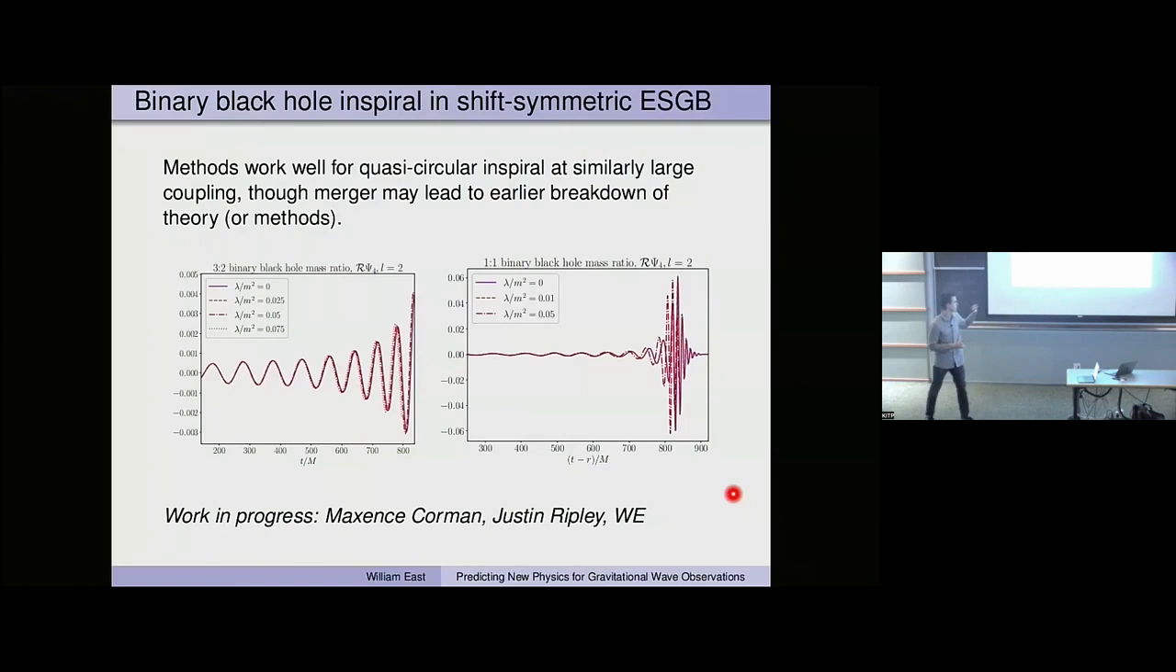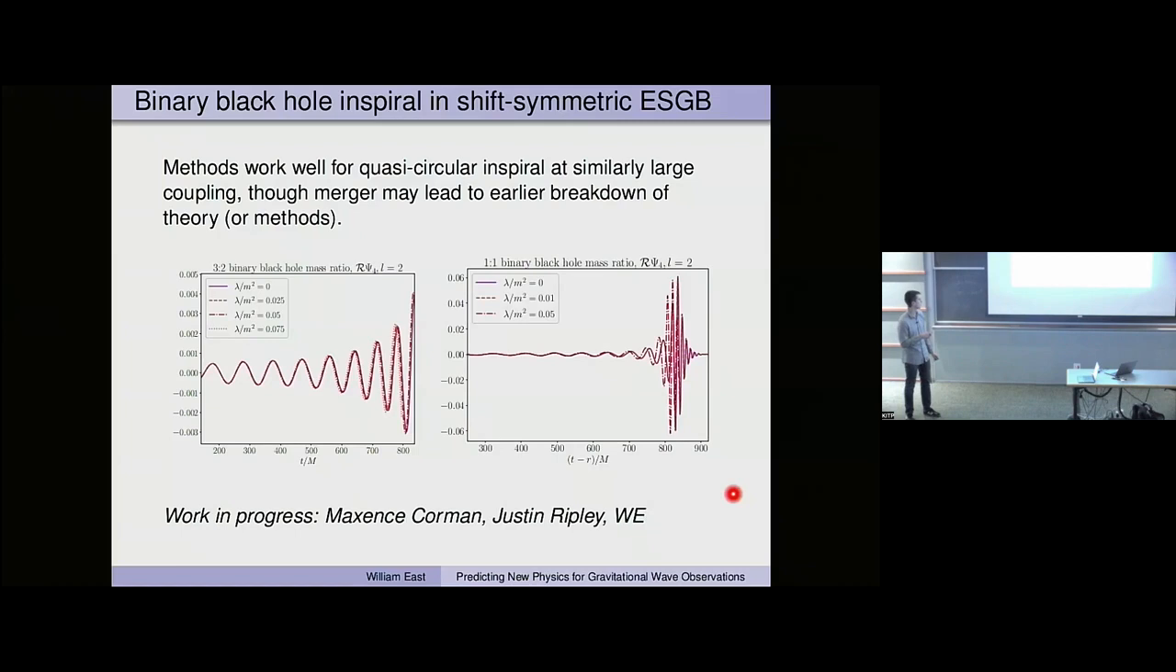My student Max Corman and Justin have been leading a study looking at different binary black hole parameters and calculating the gravitational waves from them, to see the impact of these modified gravity terms for this full shift-symmetric Einstein scalar Gauss-Bonnet theory. We're hoping to put that out soon, but here are a couple of early results from that.